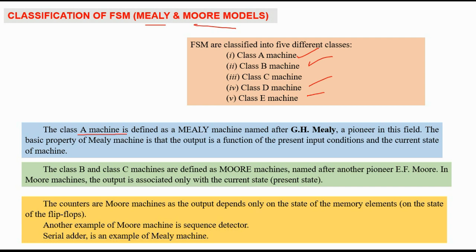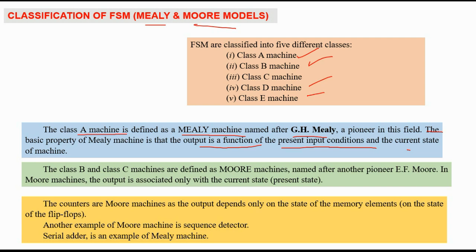Class A machine is defined as a Mealy machine, which is named after G.H. Mealy. He is a scientist, and the basic property of the Mealy machine is that the output function depends on the present input condition and the current state of the machine. That means the output function depends upon the present input and the current state of the machine. The current state of the machine is stored in the memory locations, right? So the Mealy machine depends upon the present input and the current state of the machine.